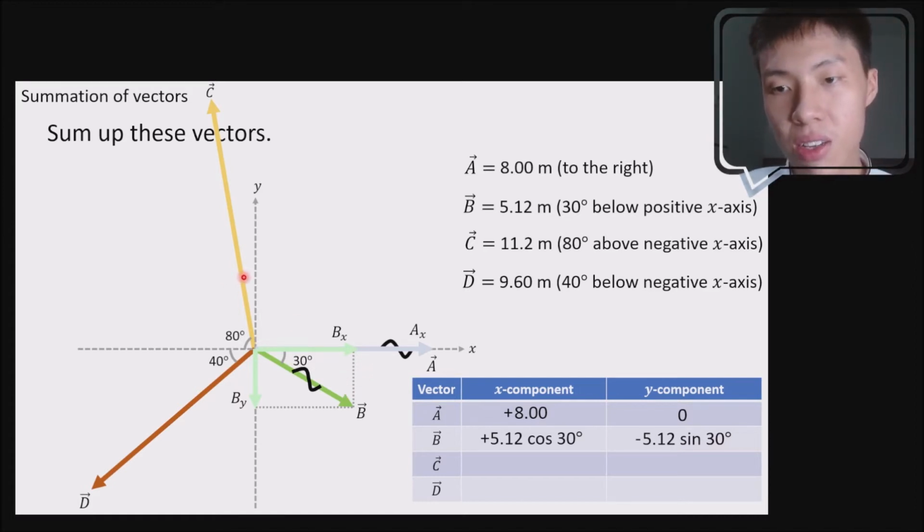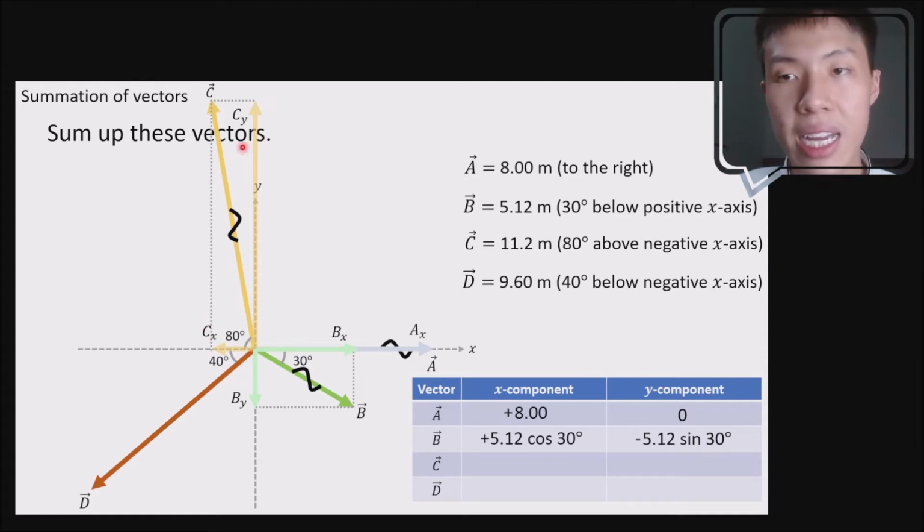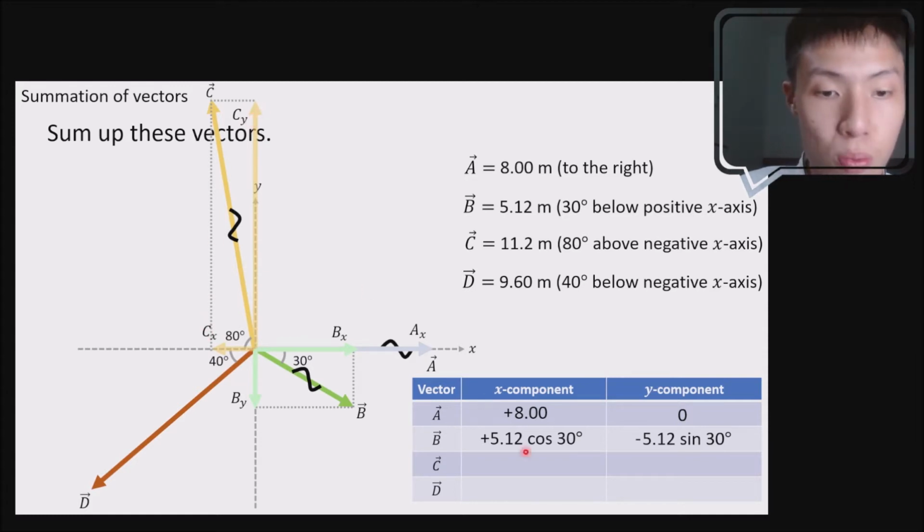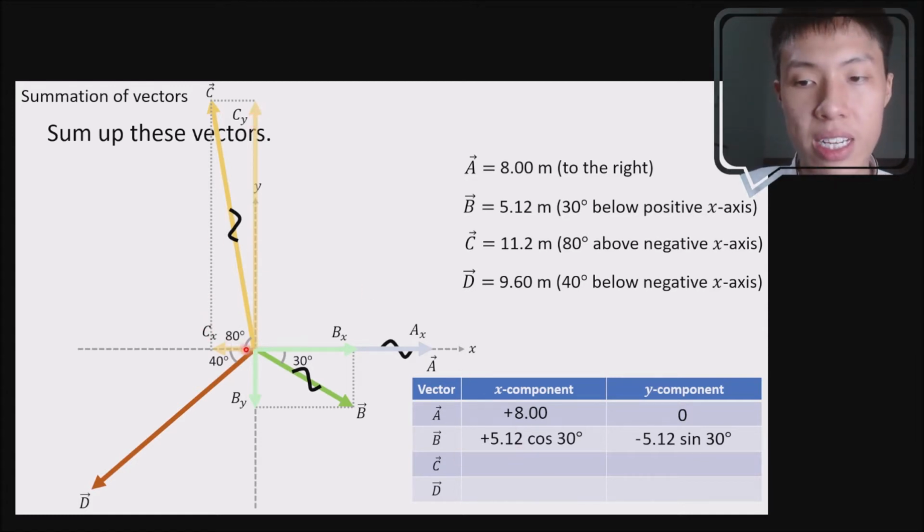For C, if you want to resolve it on this diagram graphically, we draw a squiggle, then we draw dotted lines connecting to the x and y axis. Then we have our Cx and Cy. Now to put it into numbers, let's look at Cx first. Cx is right beside this 80 degree.